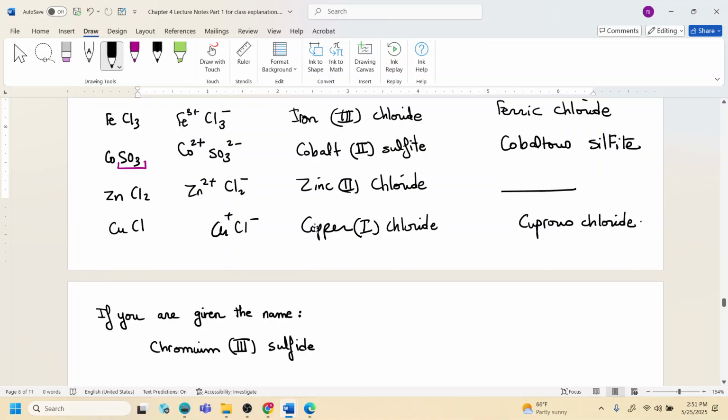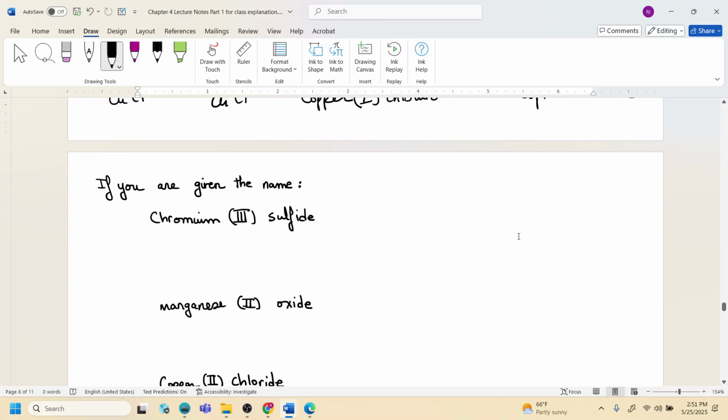You guys, check the spelling. Whenever you want to write copper, it's COPPER. Whenever you want to put the OUS or the IC, then it's going to be CUP. It's cuprous. Okay. So the spelling is going to be different in there.